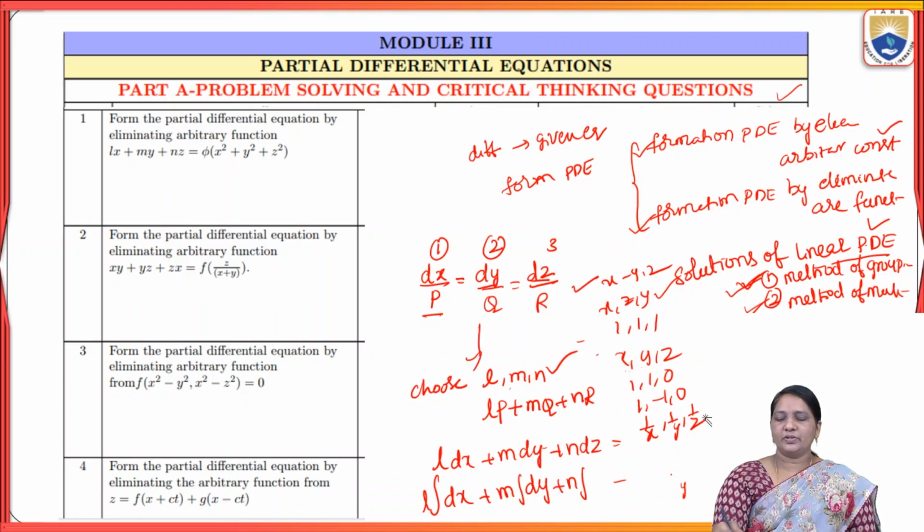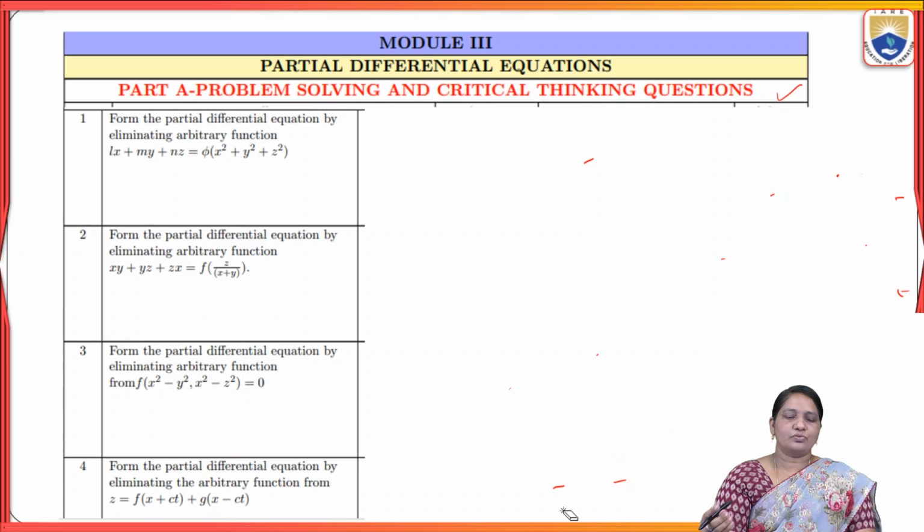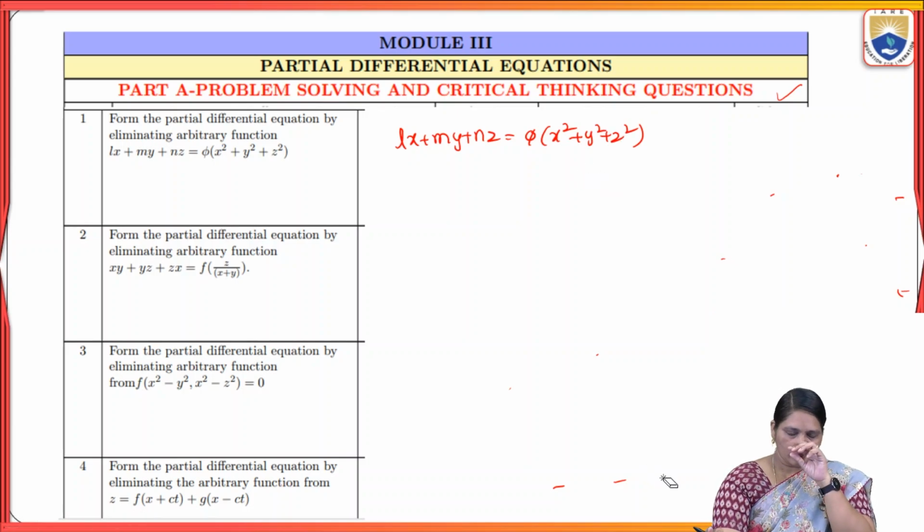So now we will move to the question bank questions here. See the first question here. Form the PDE, form the partial differential equation by eliminating the arbitrary function. So here Lx plus My plus Nz is equal to phi of x square plus y square plus z square. This is the given equation. Here we have to eliminate the arbitrary function, that is phi.